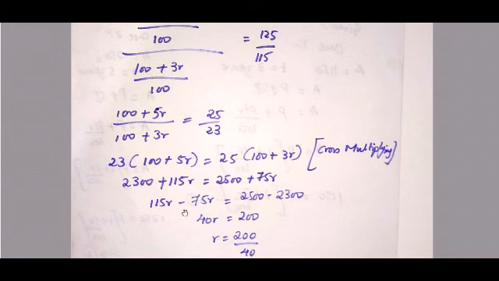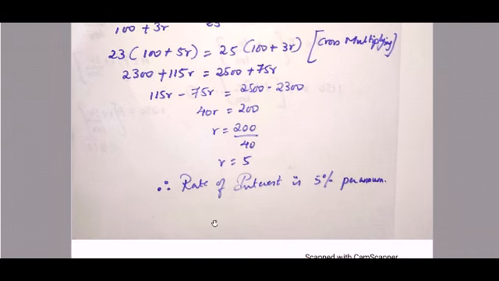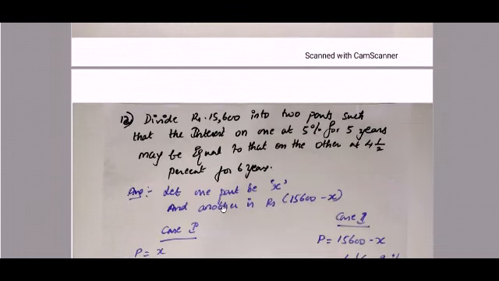So 115R minus 75R, 40R, is equal to 2500 minus 2300. So 40R is equal to 200. R is equal to 200 divided by 40. R is equal to 5. So the rate of interest is 5% per annum.